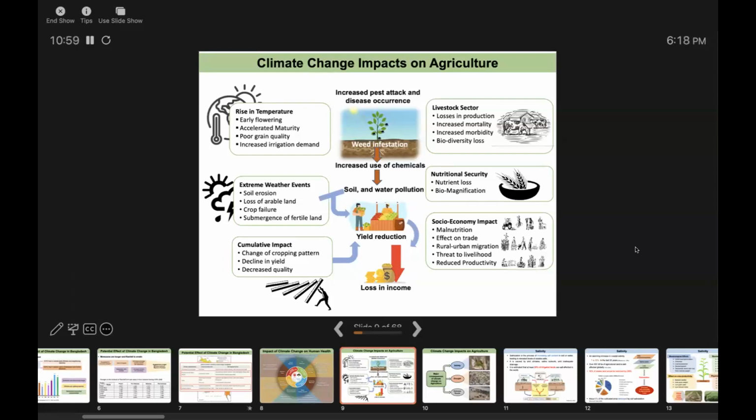In the livestock sector, it also causes losses in production, increased mortality of animals, increased morbidity, and decreased biodiversity. In all these cases, we can see extreme weather events causing soil erosion, loss of arable land, and crop failure. Ultimately, the cumulative impact is a change in cropping pattern, decline in yield and quality, and nutrition security under threat. The socioeconomic impacts are also visible in some parts of the country and all over the world, like malnutrition, effects on trade, rural-urban migration, and reduced productivity. All these things are due to the impact of climate change on agriculture.